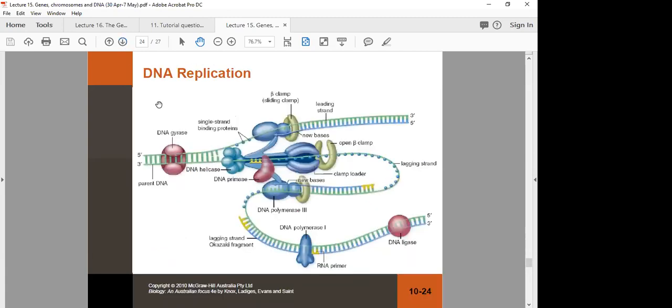Okay, here is DNA replication, and you can see why I tend to draw it rather than explain it as per this figure in the textbook. It's a lovely figure, but it's quite complex to try to understand.